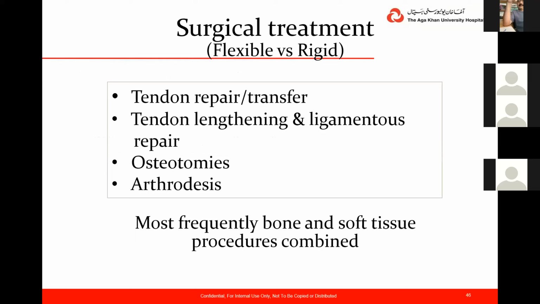So Dr. Arif asked a question, flexible deformity, soft tissue procedures. So mostly this is a combination of soft tissue plus bony. So it is tendon repair, lengthening, osteotomies, arthrodesis. It's a combination. It's a la carte. Basically, you have to pick and choose for different patients. No, all patients are not the same.